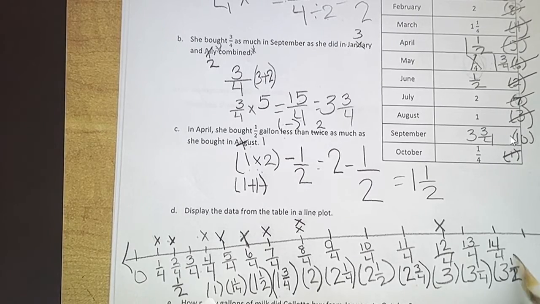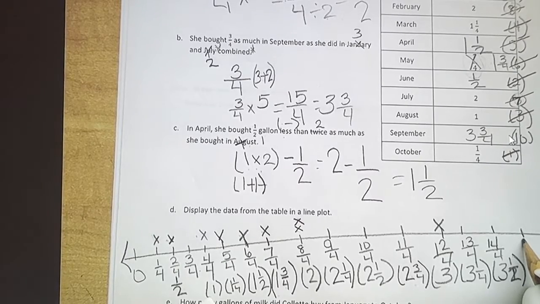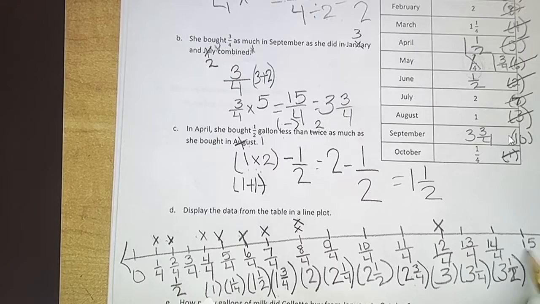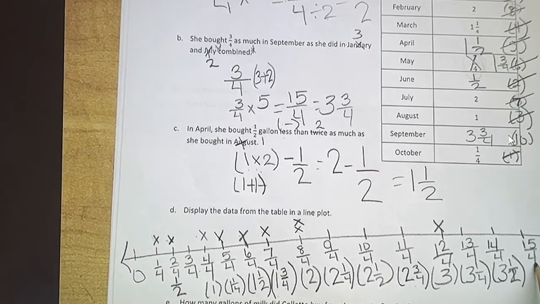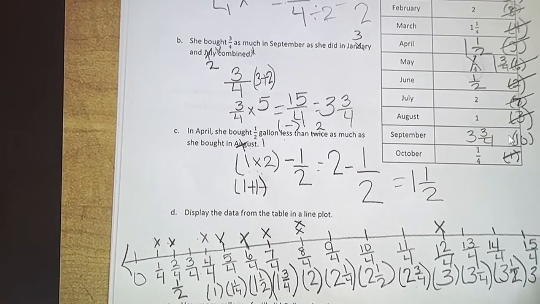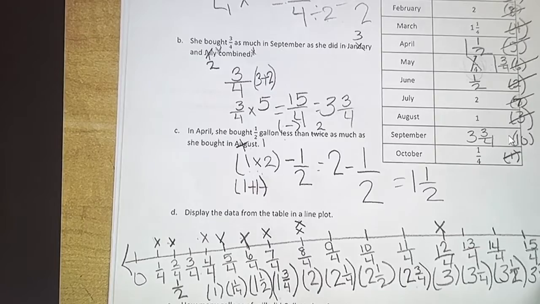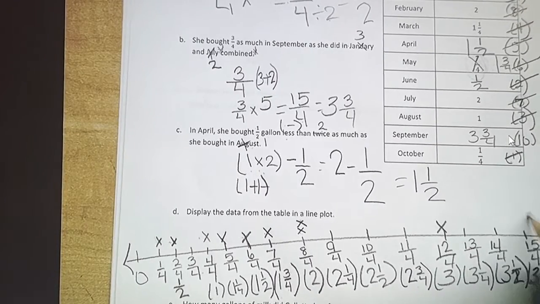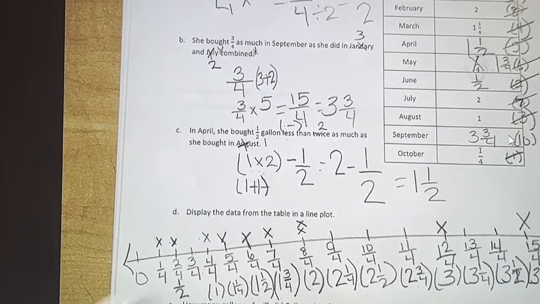Jordan. Then I have what? 15/4s. Which is what? 3 and 3/4s. Can I stop? Yes. I'm gonna plot my last one here. Great job.